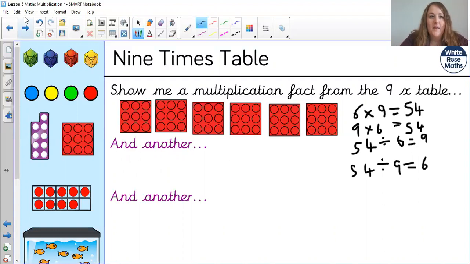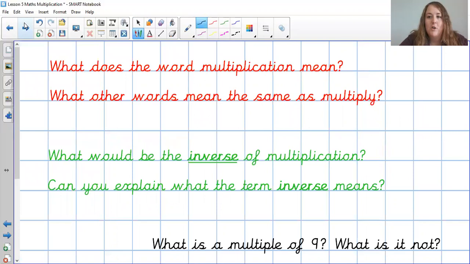Brilliant, well done for having a go at that. We're going to move on now to what multiplication means. So we did this very similarly when we looked at our 6 times table. What other words mean the same as multiply? Well done if you remember things like times, groups of, multiplied, or the word just multiply.